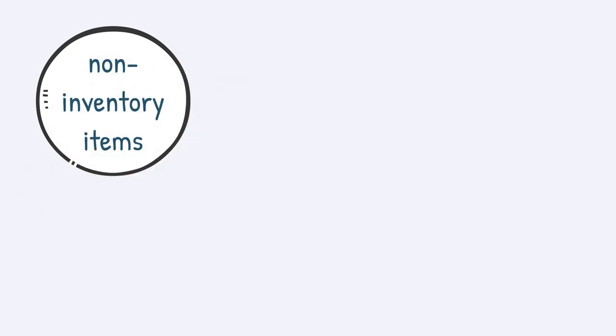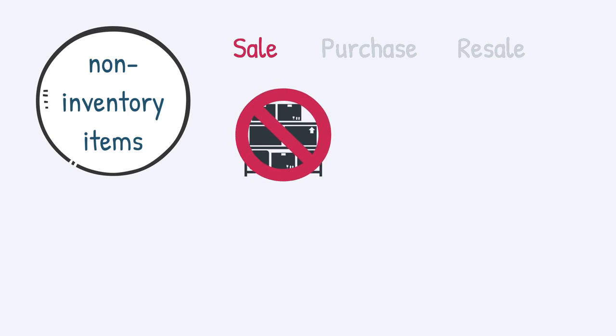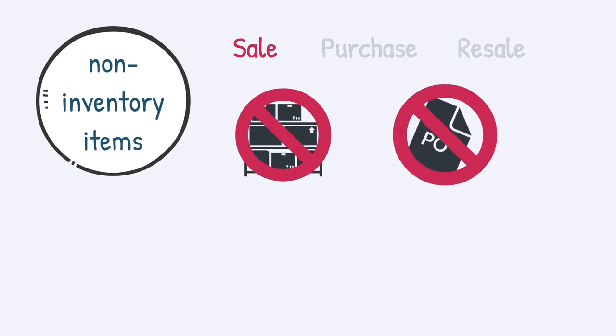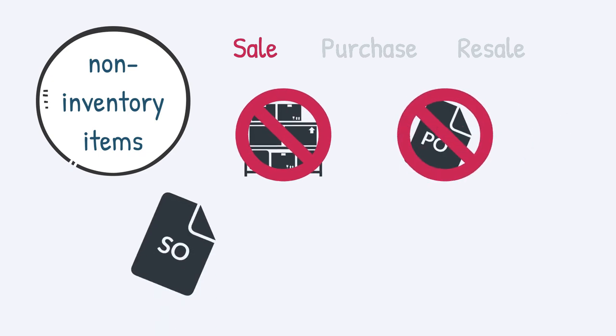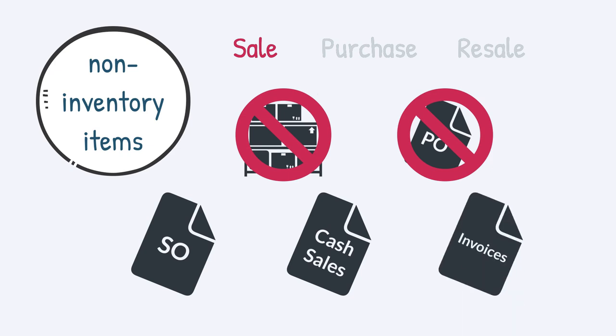NetSuite has 3 categories of non-inventory items: non-inventory items for sale, non-inventory items for purchase, and non-inventory items for resale. Non-inventory items for sale are items that are not housed in your inventory and cannot be added to a purchase order, but these items can be added to sales orders, cash sales, or invoices.